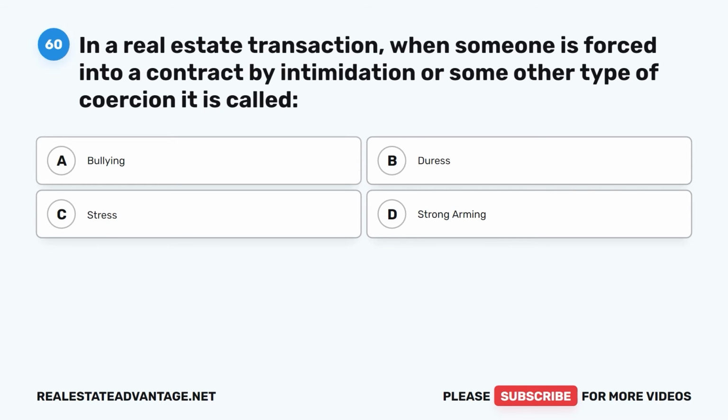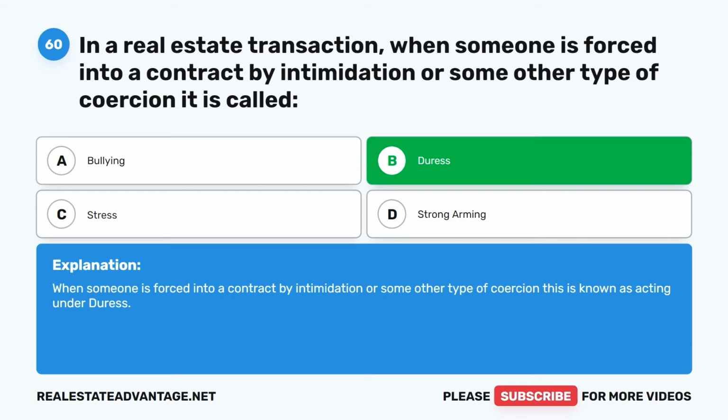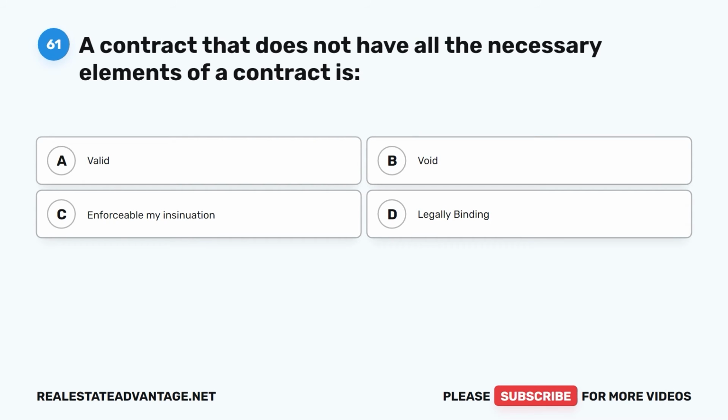Question 60. In a real estate transaction, when someone is forced into a contract by intimidation or some other type of coercion, it is called A. Bullying, B. Duress, C. Stress, D. Strong-arming. The correct answer is B. Duress. When someone is forced into a contract by intimidation or some other type of coercion, this is known as acting under duress.